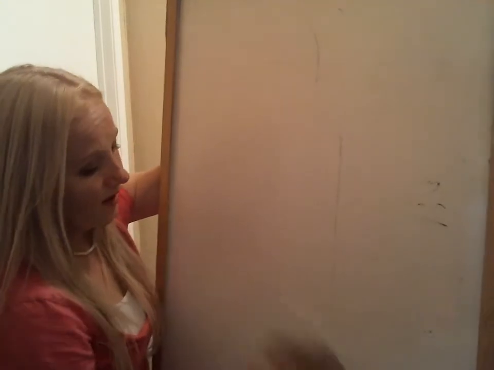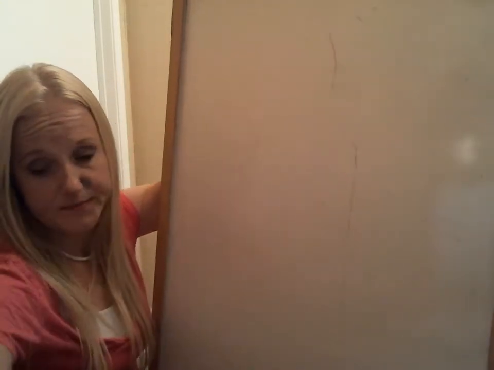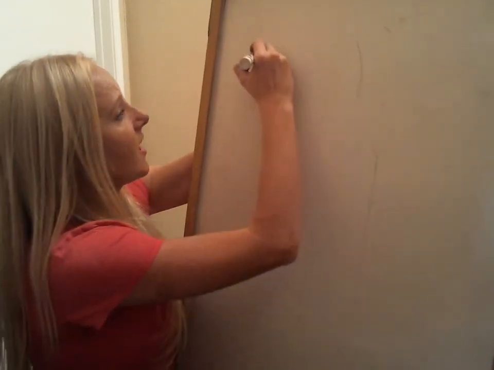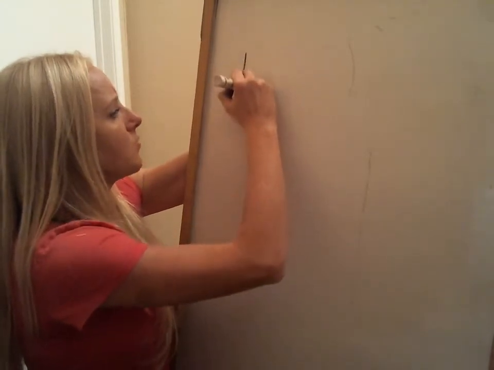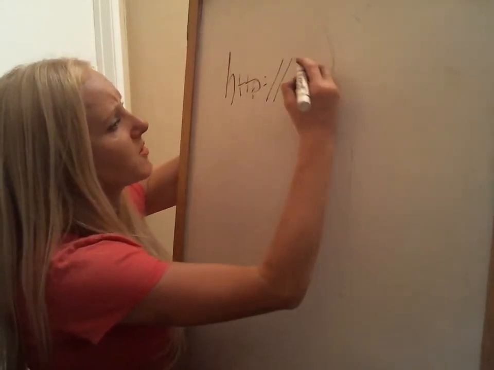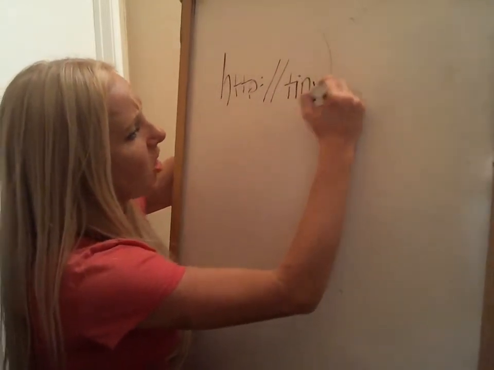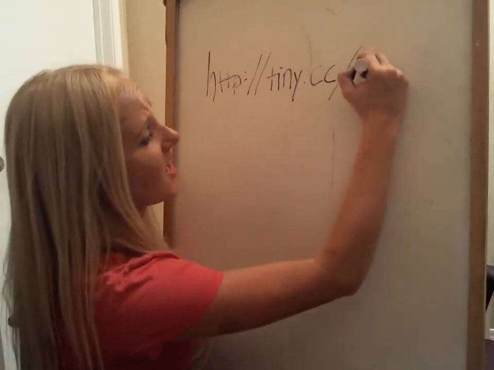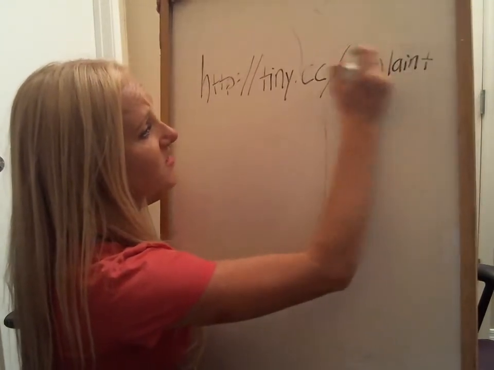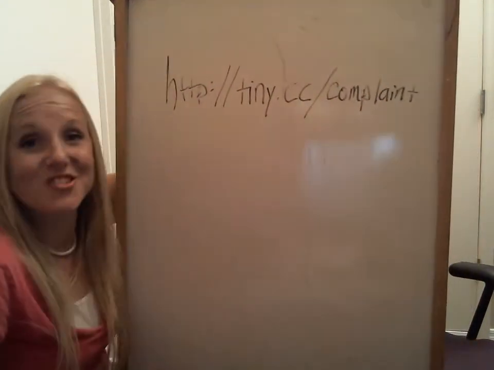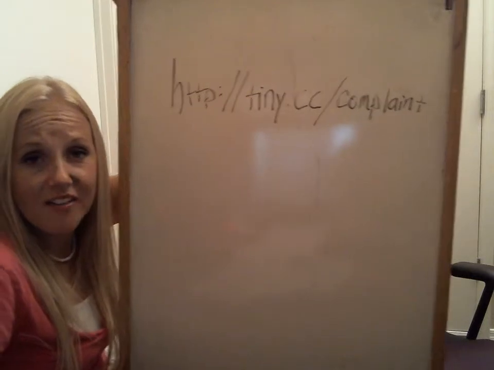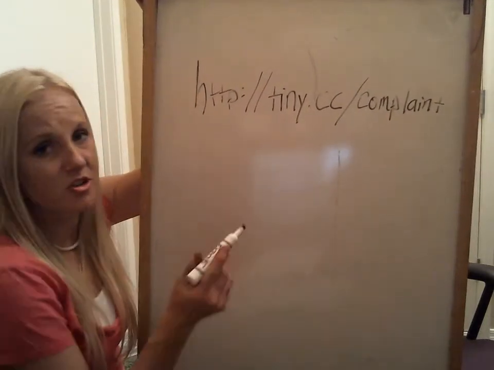And so I do have some very helpful websites for getting this information. And I've tinied these. So the first one, HTTP, tiny.cc/complaint. And this is all in lowercase letters. And this is actually from the Central District Court of California, the federal court, that is just a really good explanation of how to do this complaint. And it walks you through it just beautifully.